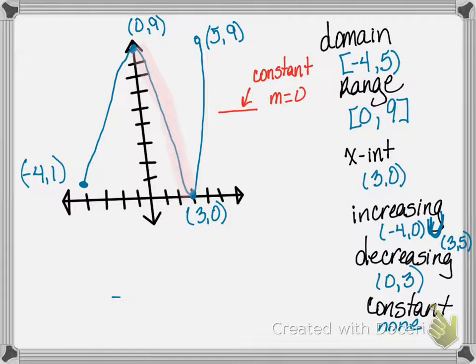This point right here, 3, 0, is that a relative maximum or a relative minimum? Minimum, because it's low. So this is your minimum. Your maximums and your minimums change direction. So what's this right here? Maximum.